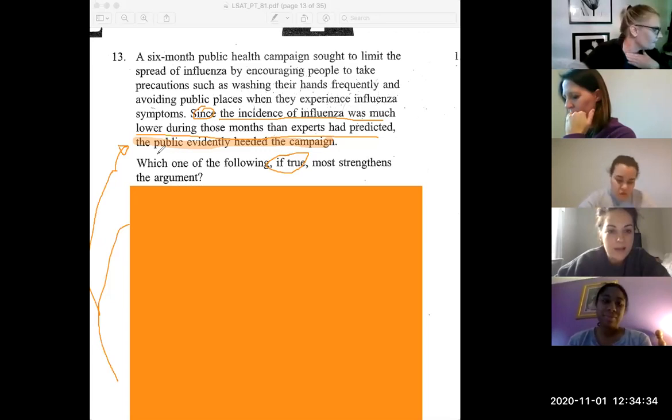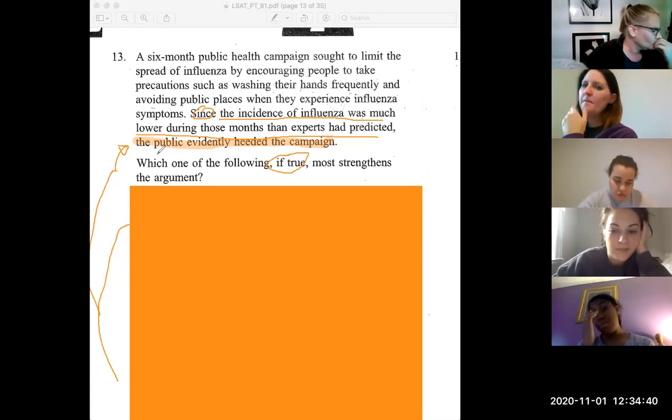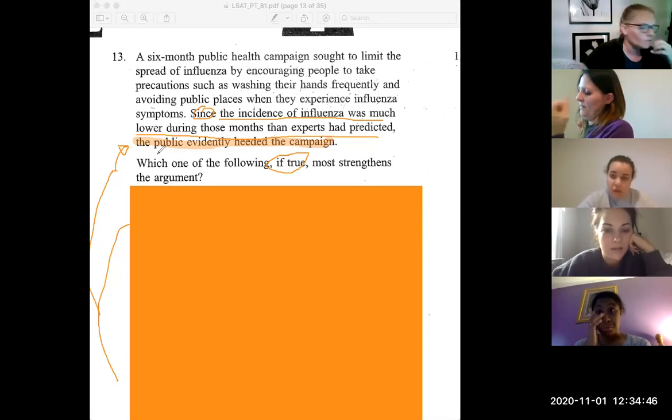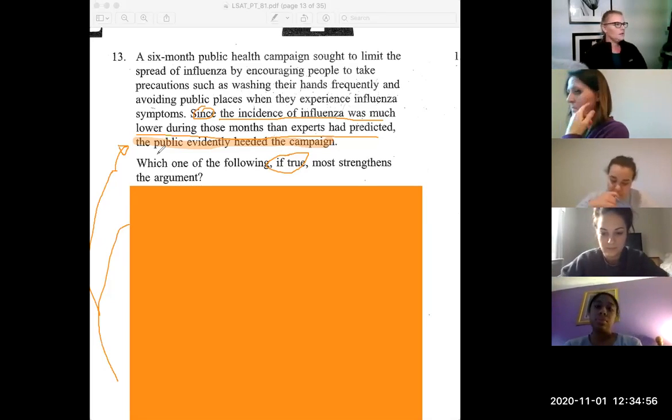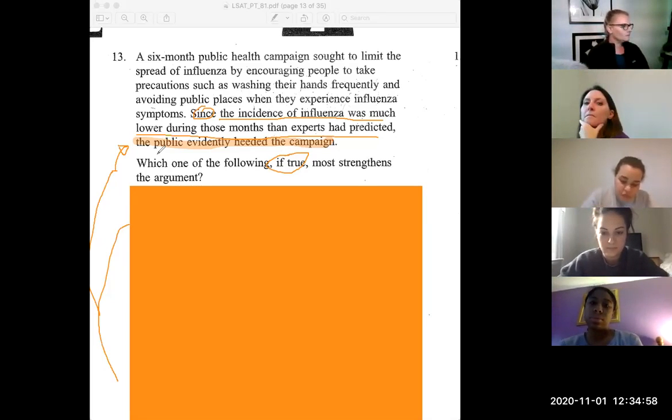So everybody take a minute. If you already have a prediction, come up with a different one or think about how you would weaken it. If you don't have one, take a minute to think about how you would strengthen it. Oh no, take 60 seconds. Everybody think silently for 60 seconds about what strengthens it. Don't look at your answer choices. Come up with your own prediction.